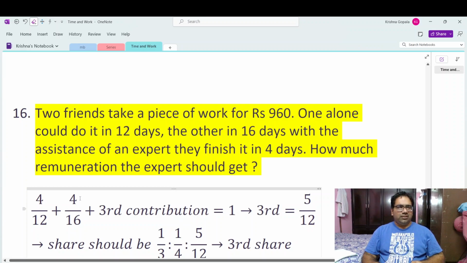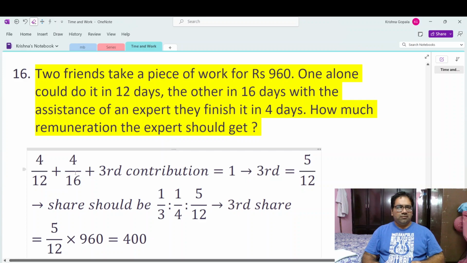4 by 12 is 1 by 3. 1 by 3 plus 1 by 4, plus this third, is equal to 1. So the third is 1 minus 1 by 3 minus 1 by 4, which is 5 by 12. Okay, 4 by 12 plus 4 by 16 plus 5 by 12 is 1. So how should the share be?